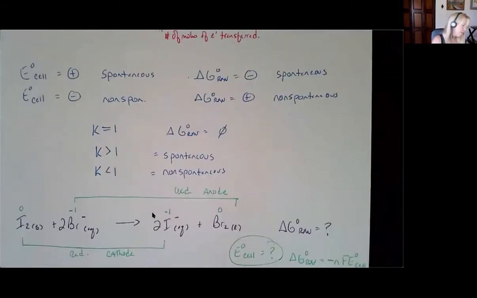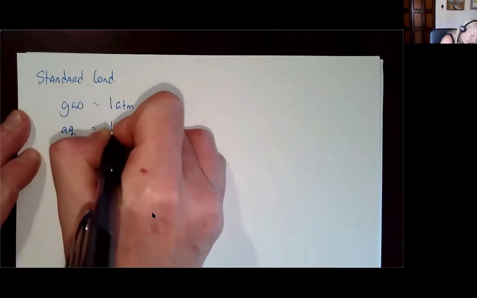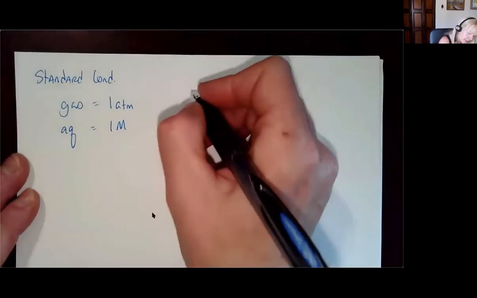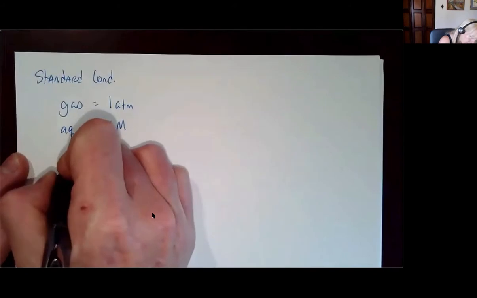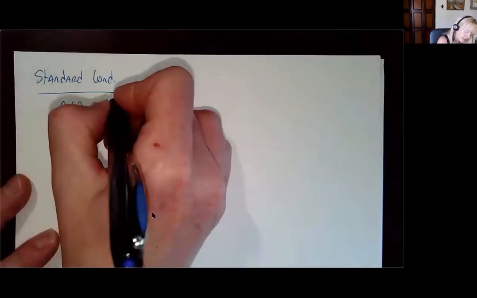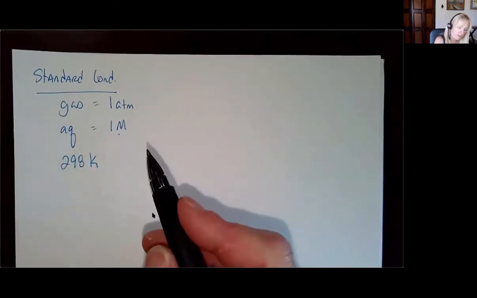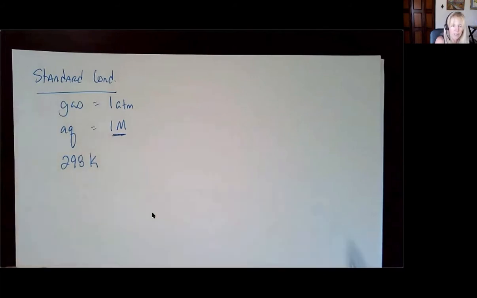All right, let's talk about things that are happening under non-standard conditions. Remember our standard conditions. If I have a gas, that's at 1 atmosphere. If I have an aqueous solution, that's at 1 molar. Everything is in their standard states. I'm at 298 Kelvin is my temperature. These are all my standard conditions. So oftentimes in these voltaic cells, because you're dealing with aqueous solutions, you may not always have 1 molar. And that would be an instance where you would have non-standard conditions.